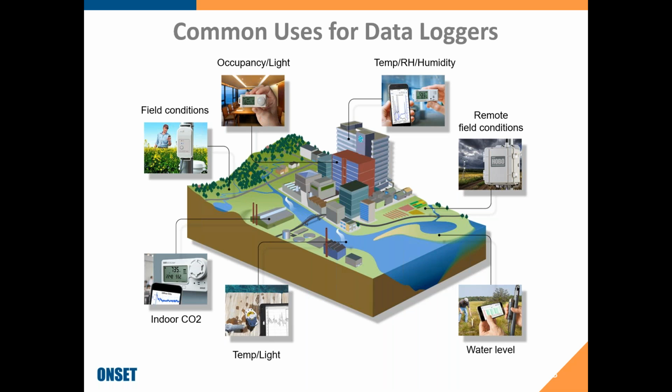On the right-hand side where it says remote field conditions, an outdoor weather station. We have several different varieties based on your situation. These remote conditions can also be used indoors with indoor sensors. What this does is give you real-time data through the internet, Wi-Fi, Ethernet, or cellular. And again, we'll cover this in a little bit more detail shortly.